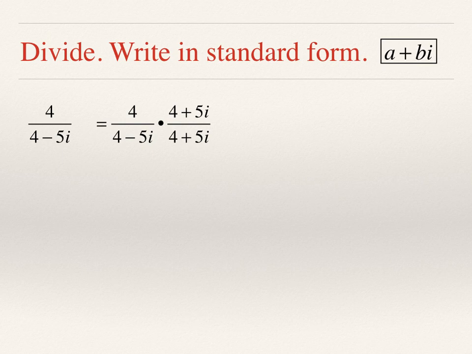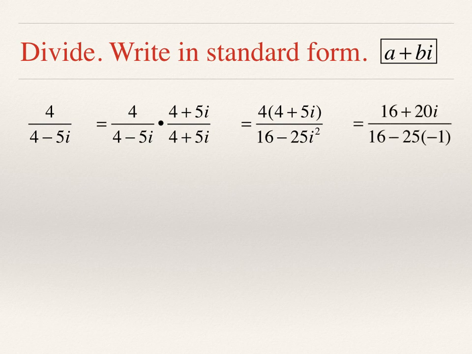Now the numerator is just going to be 4 times that binomial of 4 plus 5i. The denominator is really the difference of perfect squares, right? A minus bi times a plus bi. We've done this style problem a lot. It's going to be a squared minus b squared. So a squared being 16, and then negative 5i times positive 5i is negative 25i squared. Now distribute the 4 in the numerator, and in the denominator, let's rewrite it as i squared being negative 1.